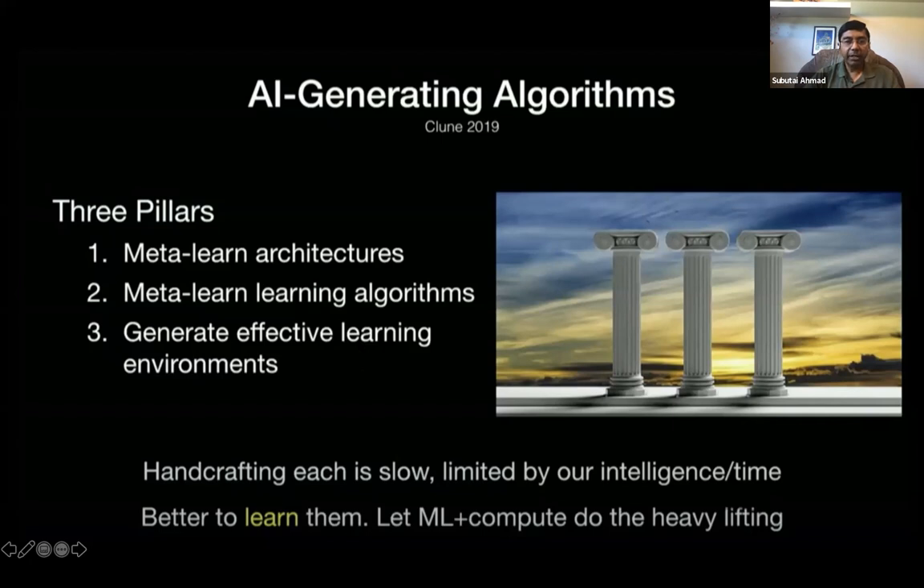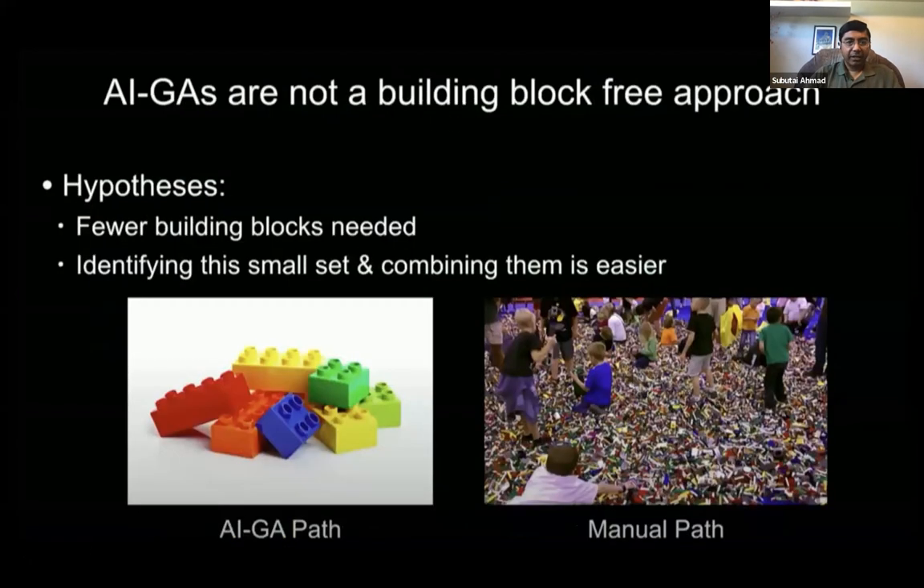The big issue is that handcrafting each of these things is really slow and is limited by our own intelligence and the time we have to do it. Why not let the computer figure a lot of these things out? So his hypothesis is that by doing this, you're going to need fewer building blocks. You still need to come up with building blocks. It's not like you don't have a manual process in this. You still need a set of building blocks, but it's a much smaller set, and all the work in combining them is much easier.